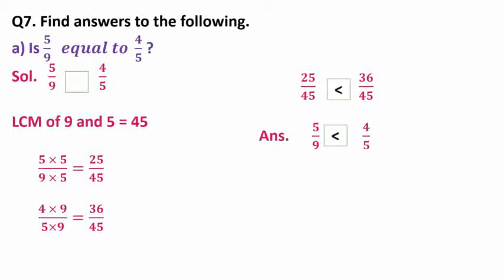So next question is answer the following. So first one is 5 by 9 equal to 4 by 5? Okay, so 5 by 9 and 4 by 5, we need to find the LCM because both the fractions are different here. Numerator and denominator both parts are different. So we'll find the LCM first. So LCM of 9 and 5 is equal to 45.